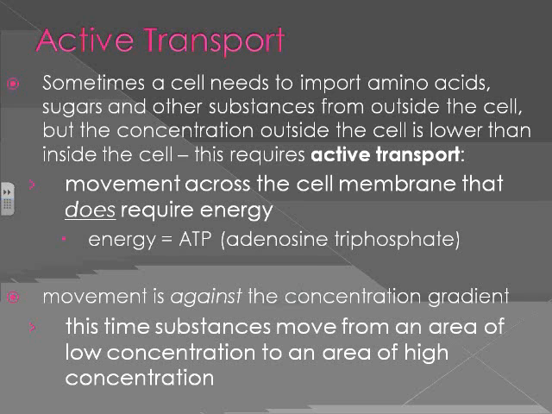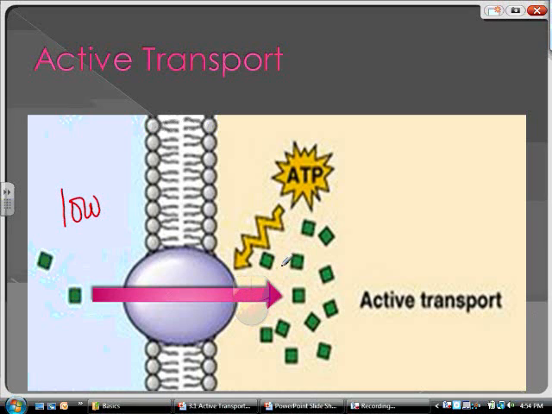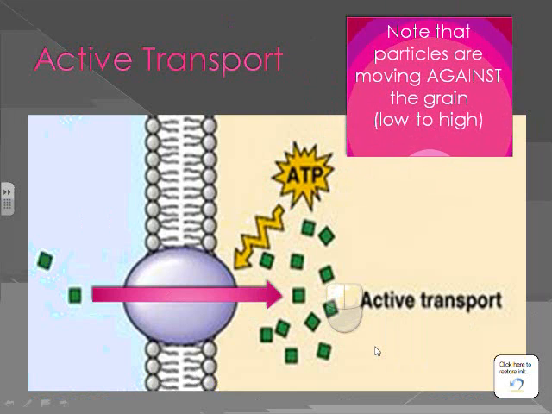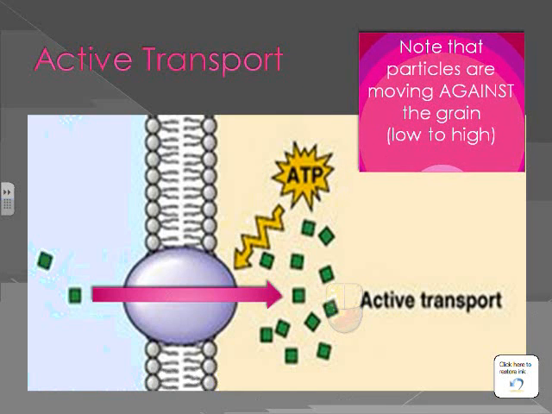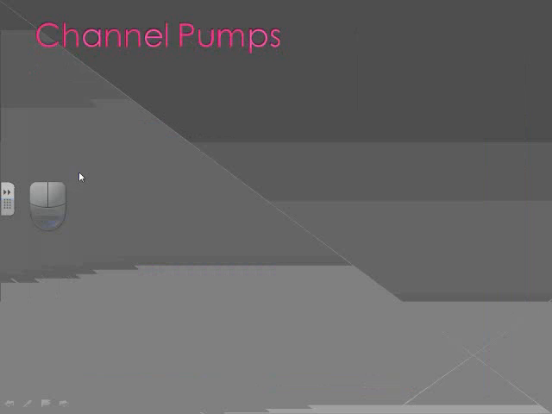So this is just showing a picture of active transport, the idea that the molecule is going to be moving from low to high, and here's our energy being put in. So again, particles are moving against the grain from low to high, and energy gets put in.